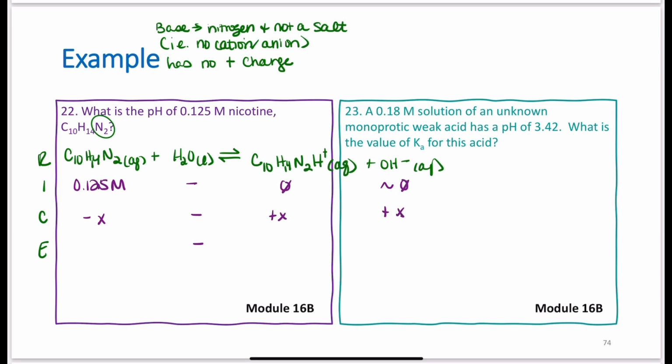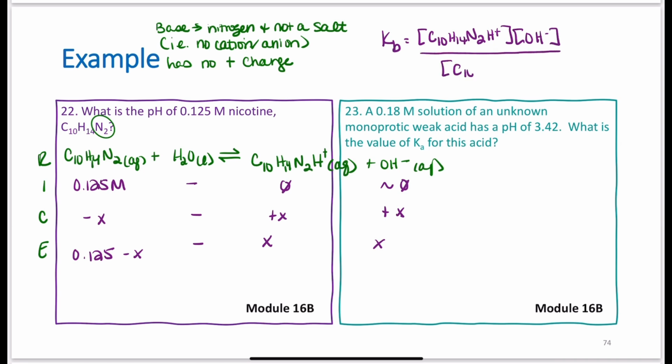Minus x, plus x, plus x. Minus for the reactant side because I'm consuming it. Some of those are reacting to pull a proton, and then positive on the product side because that's what I'm producing. 0.125 minus x, x, and x. Go ahead and set up your K expression. I've got C10H14N2H+ times hydroxide over C10H14N2.